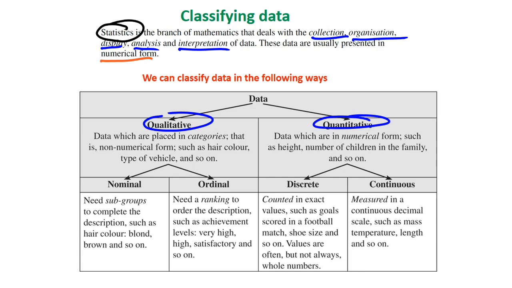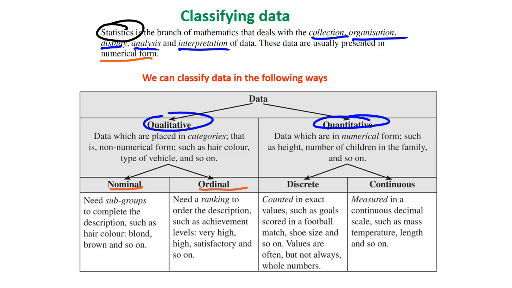Okay. So we can then break that down into another two groups. One's called nominal, one's called ordinal. Now, nominal needs subgroups to complete the description. So if we say we're going to look at hair color, then we look at blonde, brown, black, purple, yellow, whatever it happens to be. Another example would be eye color. Again, grey, blue, brown, whatever it happens to be.